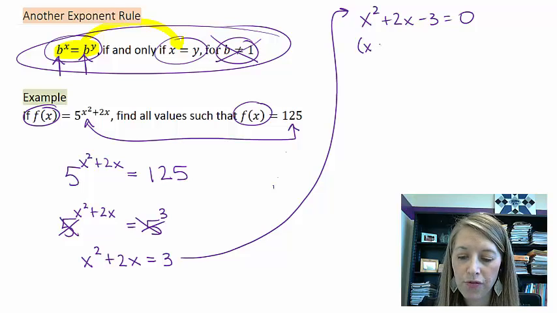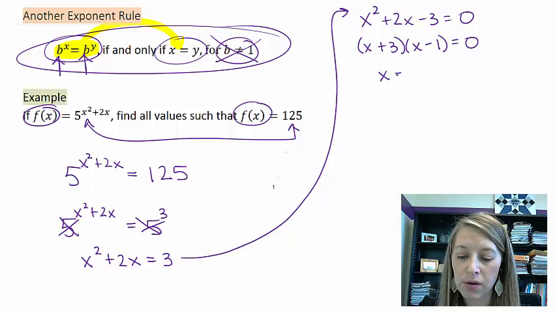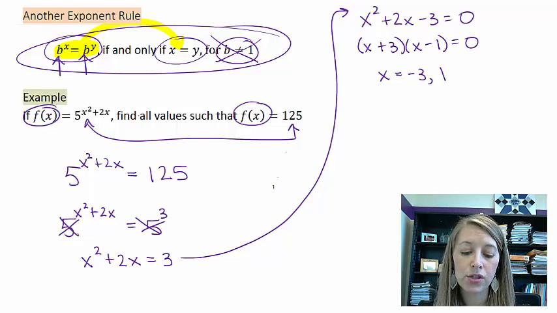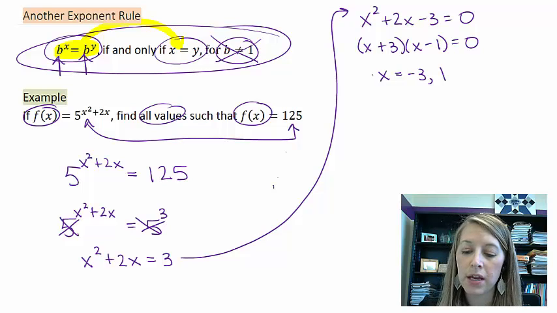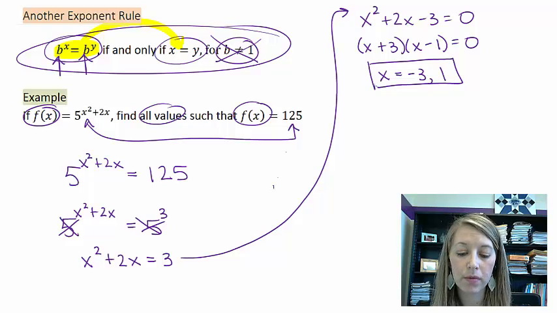I'm going to choose to factor this: (x + 3)(x - 1). And so when I set each of these factors equal to 0, I get the solutions of -3 and 1. And so if I were to find all values where these equations are equal to each other, here are my two solutions, -3 and 1.